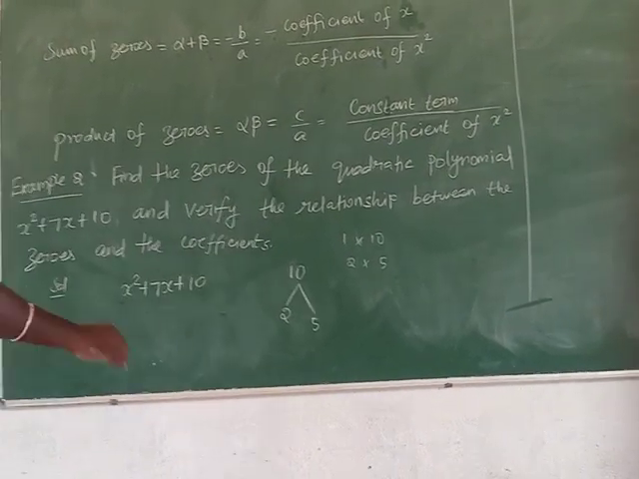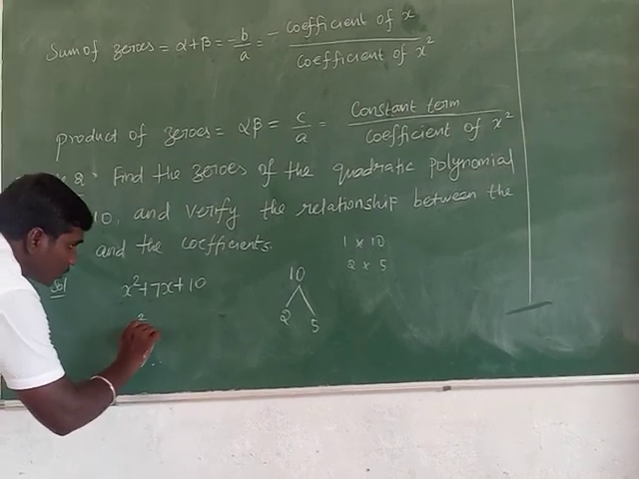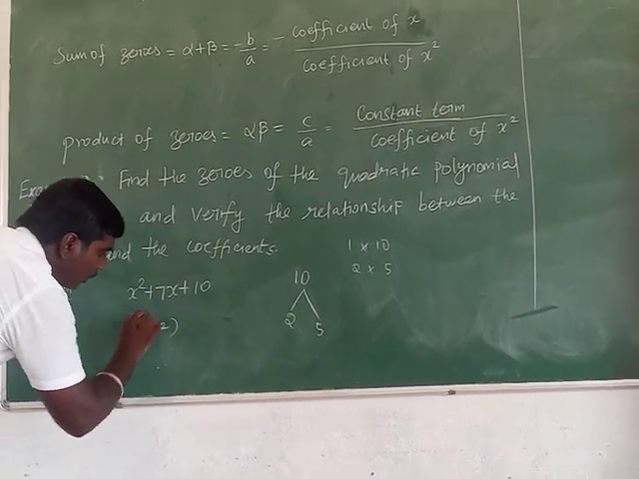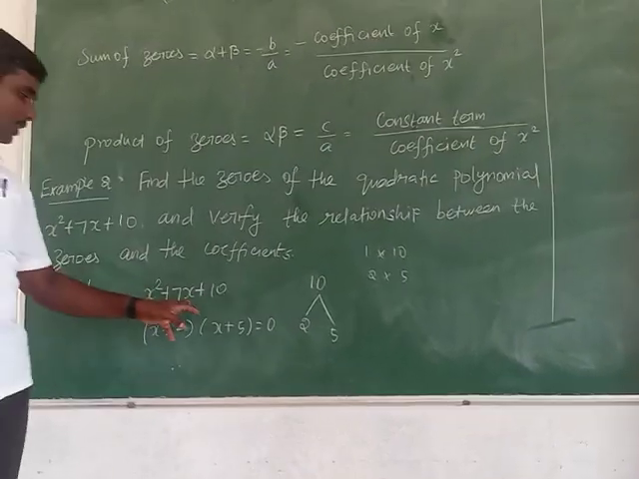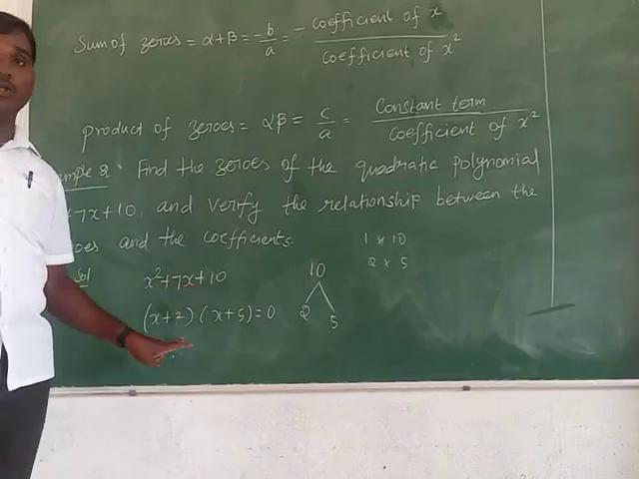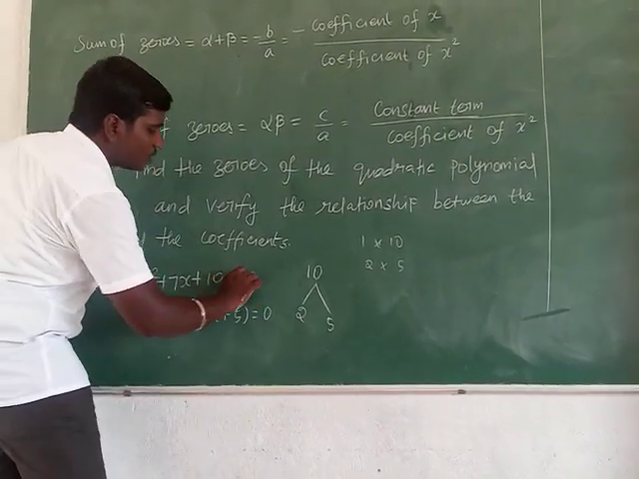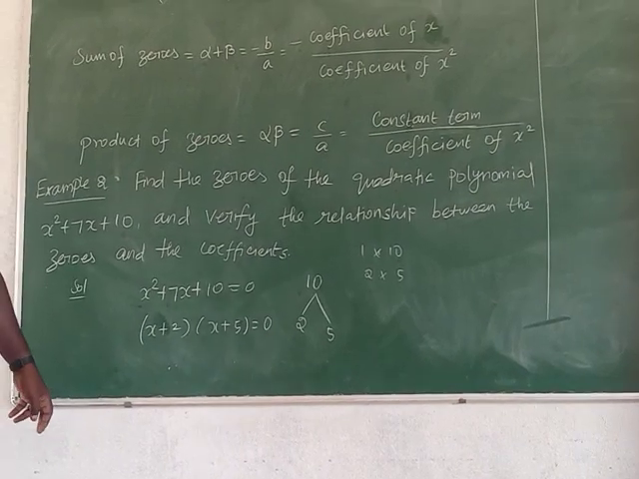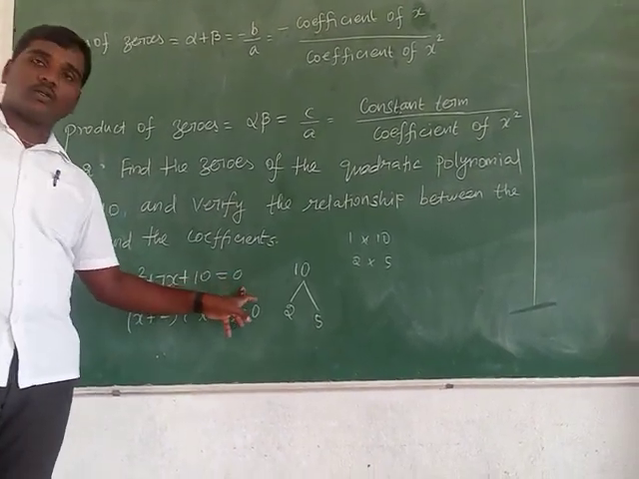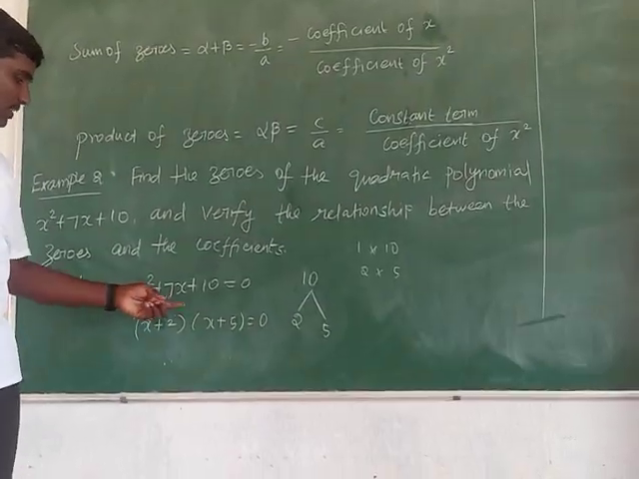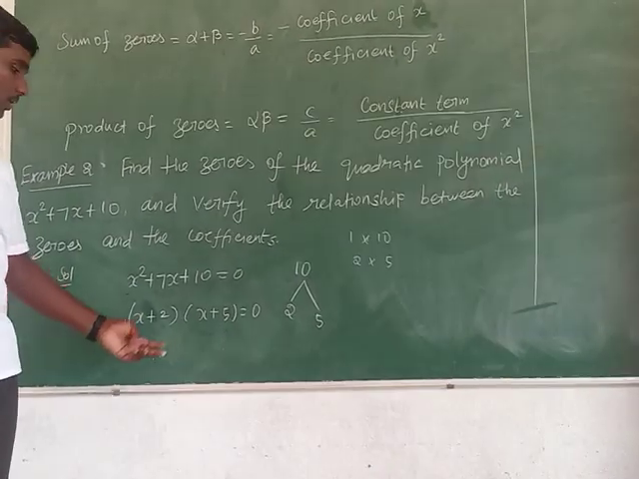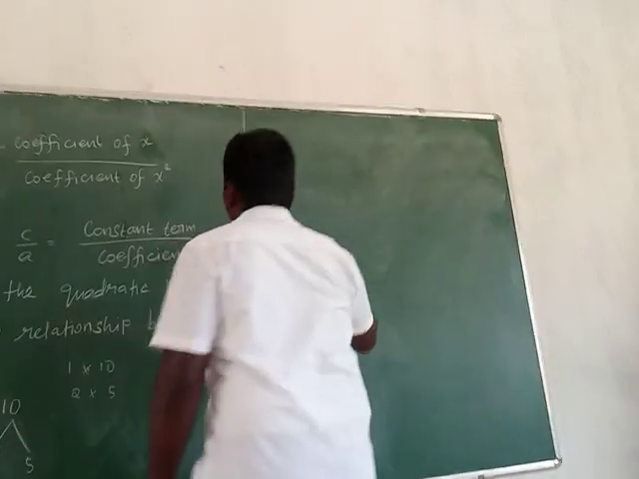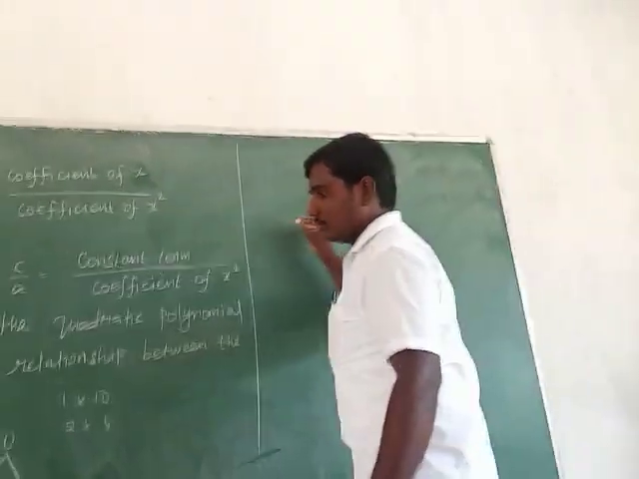So we can write this as x plus 2 into x plus 5 equal to 0. We want to find the zeros, so we assume this polynomial is equal to 0. So x square plus 7x plus 10 we can write as x plus 2 into x plus 5. These two are factors.